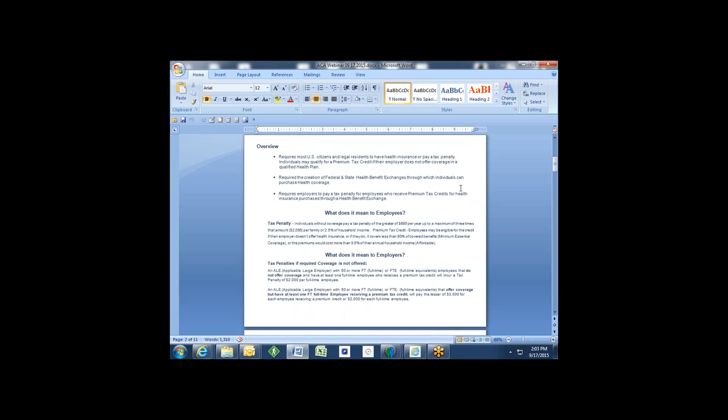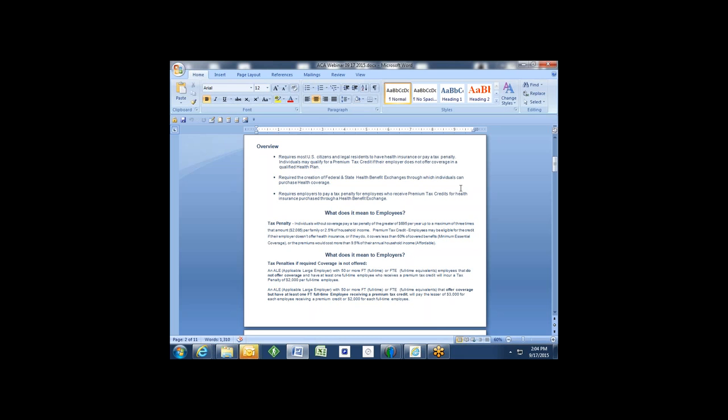In addition to that, it makes all employers also responsible to now offer coverage to their employees, or they're going to have to pay a penalty. So that means that as of this year, any full-time employees over 50 should have been offered health coverage as of January 1st of 2015.